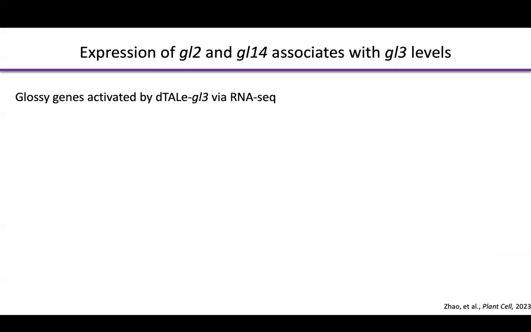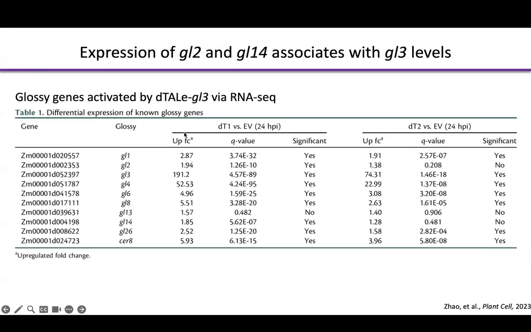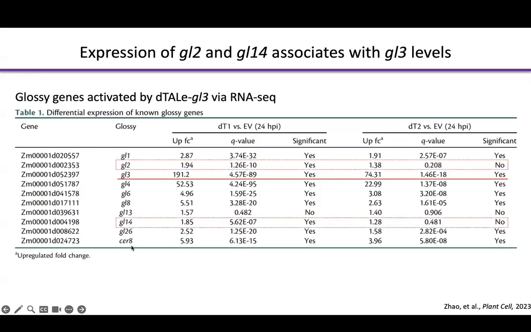But when we go back to check our former RNA-seq data from the Plant Cell paper, we found that the expression of GLOSSY2 and GLOSSY14 is associated with GLOSSY3 expression level, because in our former data, DT1 and DT2 showed different impacts on GLOSSY3 expression level. The DT1 treatment of GLOSSY3 is higher than the DT2 treatment, and GLOSSY2 and GLOSSY14 can be significantly detected in the DT1 treatment, but not in the DT2 treatment.